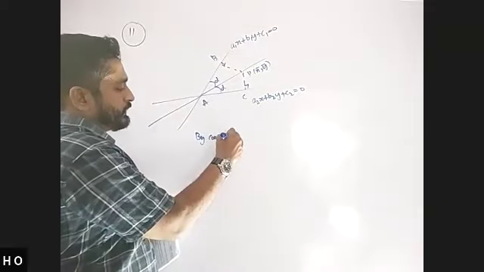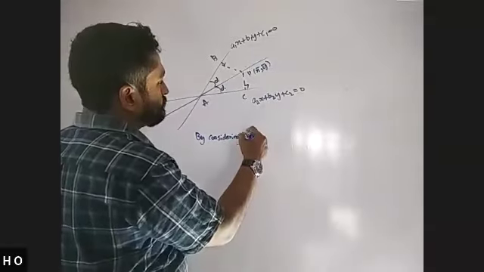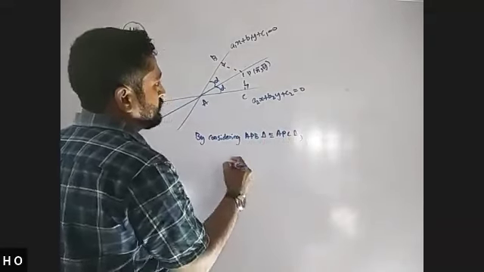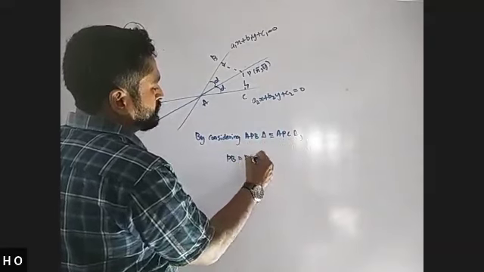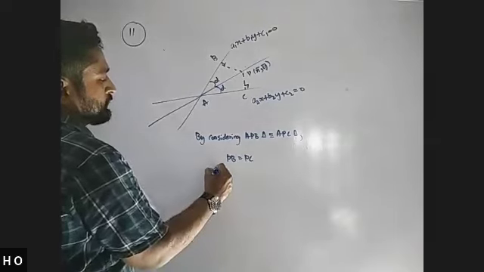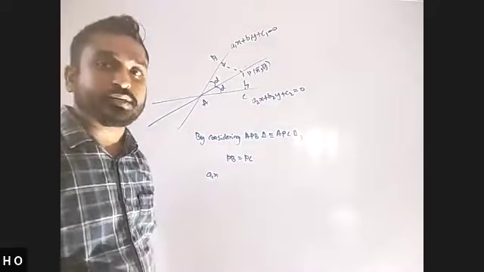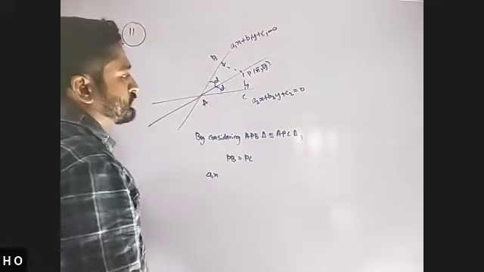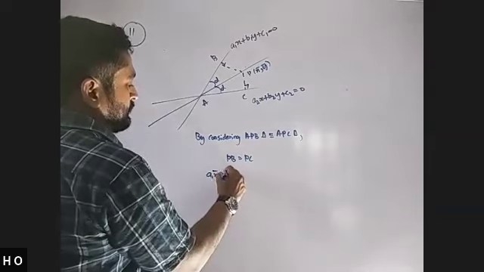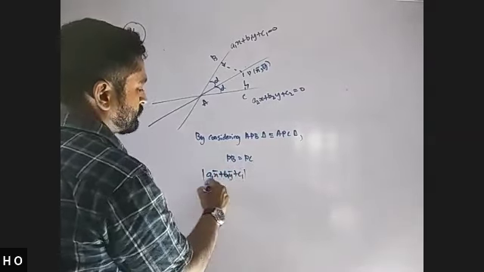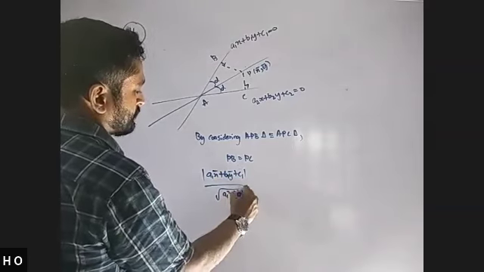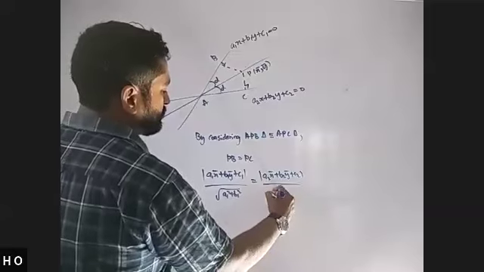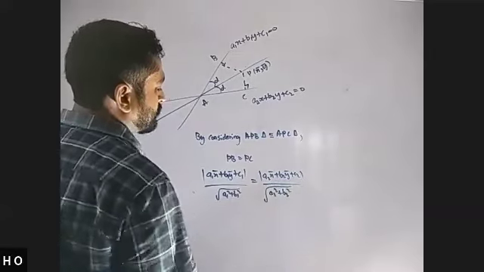By considering the triangles to be congruent, you can further say AB is perpendicular to BC. By considering triangle APB congruent to triangle APC, you can say PB equals PC. Before this, you have the perpendicular distance formula, which you can obviously use here: modulus of a1x bar plus b1y bar plus c1 over square root of a1 square plus b1 square equals modulus of a2x bar plus b2y bar plus c2 over square root of a2 square plus b2 square.